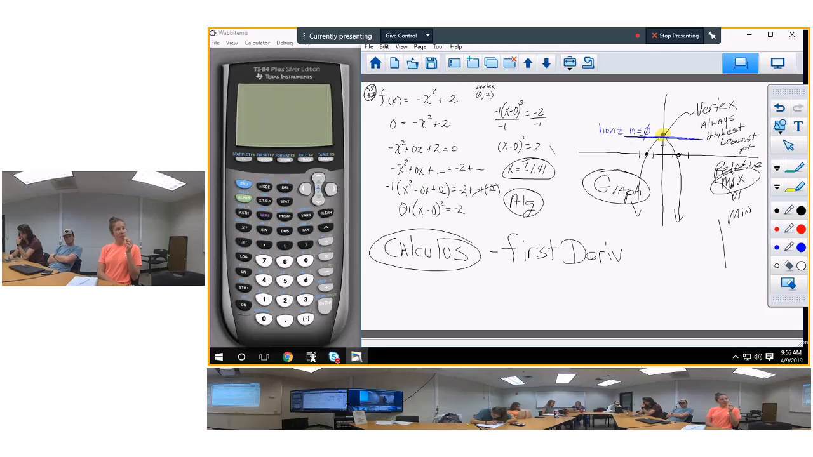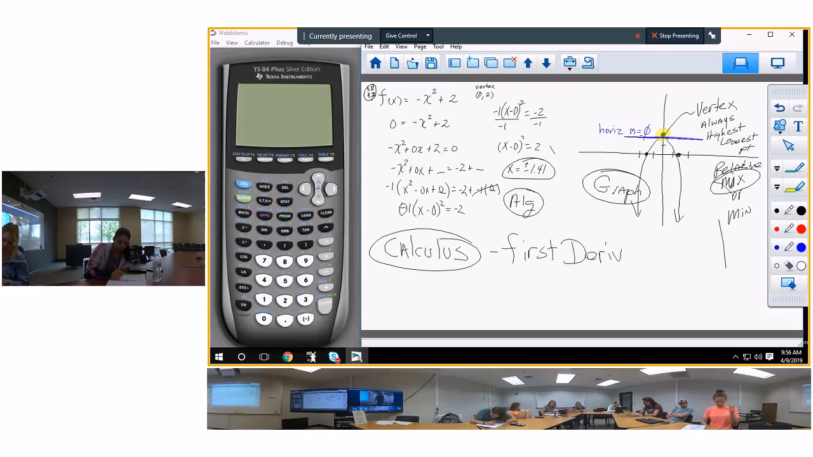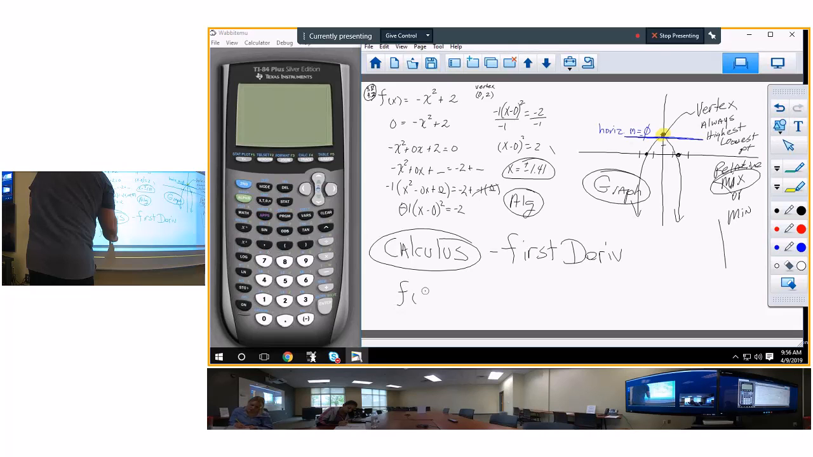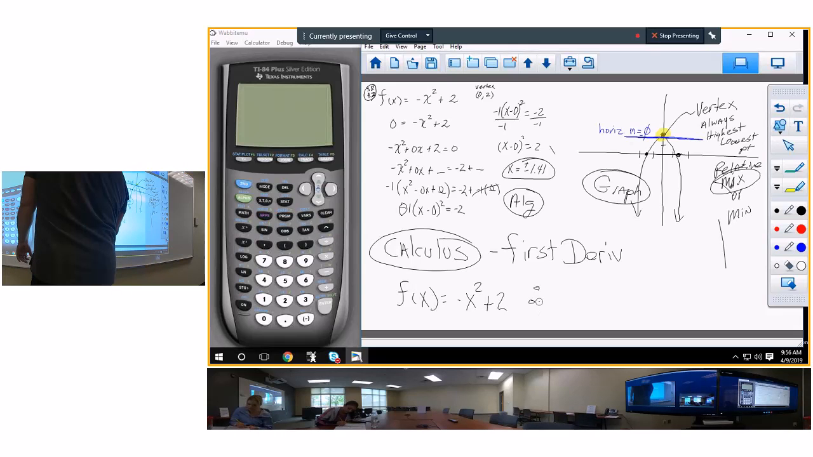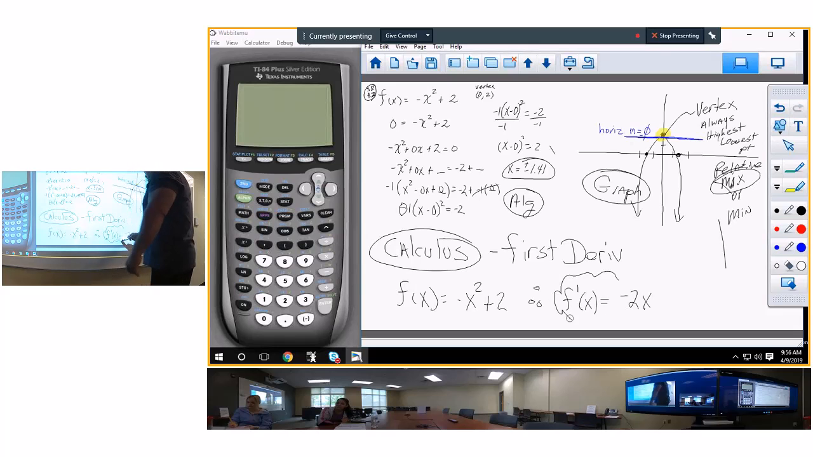Take the derivative of the function negative x squared plus 2. So f of x is equal to negative x squared plus 2. Therefore, f prime of x is equal to negative 2x. Now somebody tell me what that is, and don't say it's a derivative because I know it's a derivative. What is it?